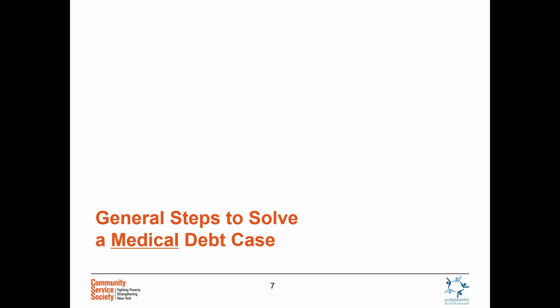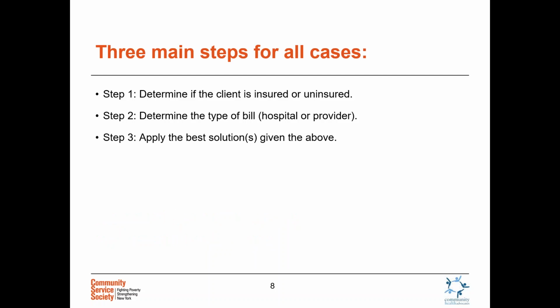So, some general steps to solve a medical debt case. There are three main steps for all cases. First, you want to determine if the client is insured or uninsured. Next, you want to determine the type of bill. What we mean by this is whether it's a hospital or facility bill, or a provider bill. Other terms that get used are professional services or hospital services. A hospital bill will be billed by the hospital, and the provider there would be the hospital itself. But a provider bill would be for a doctor, so you'll usually see a doctor's name. That's how you can determine whether it's a hospital bill or a provider bill. Step 3, you can apply the best solution given whether the client is insured or uninsured and what kind of bill the client has received.